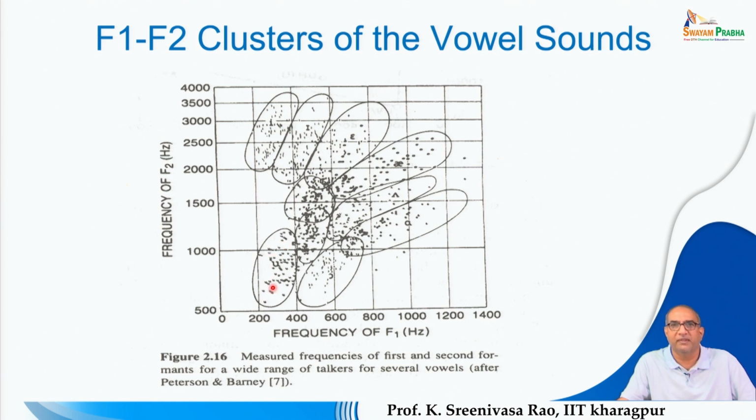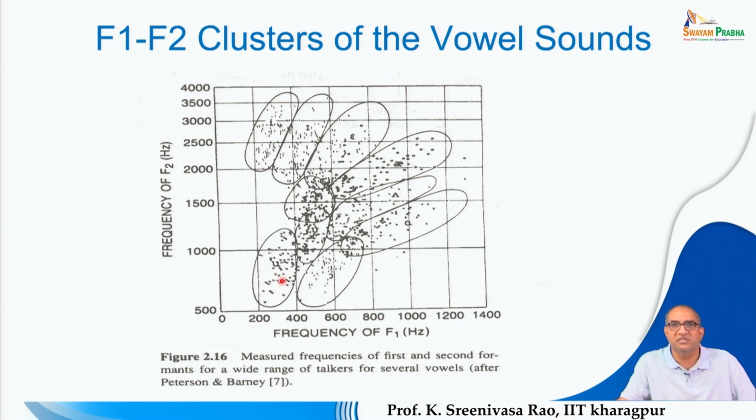But that variation is not a random one. They are spread, but not randomly across the plot. If you see all the points of U, they are within this ellipse, and all the points of A are within this ellipse. Likewise, for each vowel, the points are spread within a certain range. So this particular plot is nothing but the mean F1 and F2 for different vowels uttered by multiple speakers.